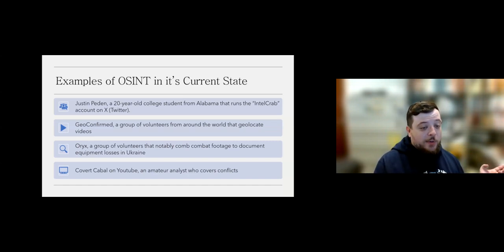There's a guy also on Twitter. His name is Justin Pettin. He goes by Intel Crab. He's just a college student, and he's been quoted in various traditional media articles as well.